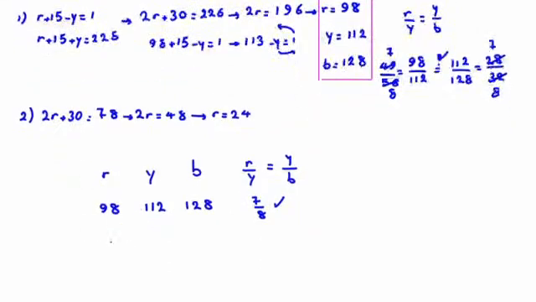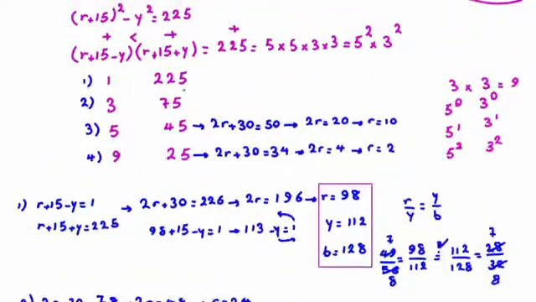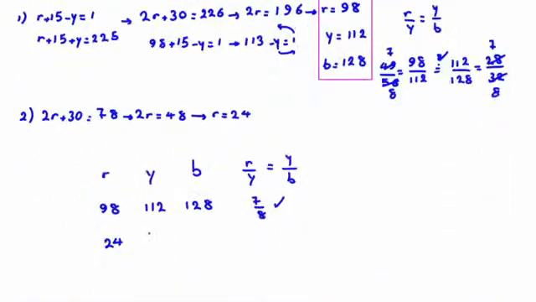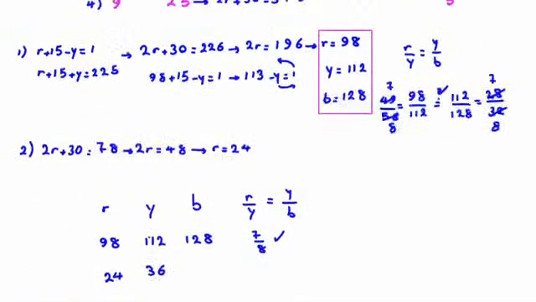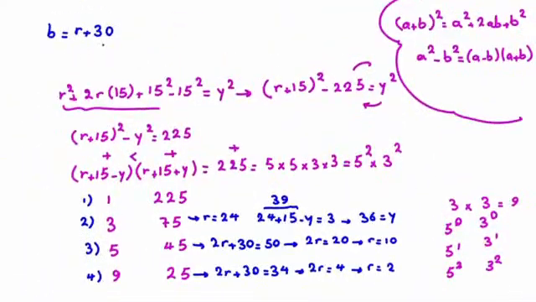For the next case, case 2, R was 24. And for case 2, because R is 24, then we can say, okay, 24 + 15 - Y is 3. So 24 + 15 is what? 39. So 39 minus 3, 36. Y equals 36. And B equal to what? B is R + 30.